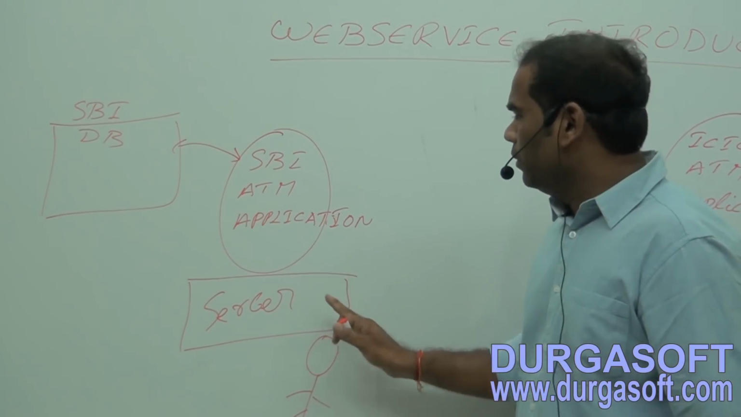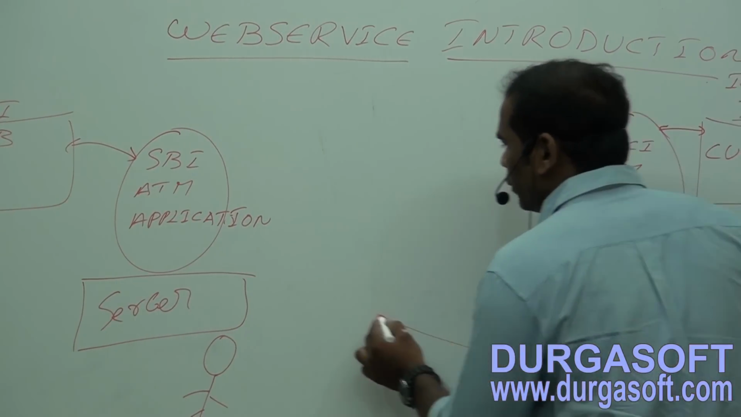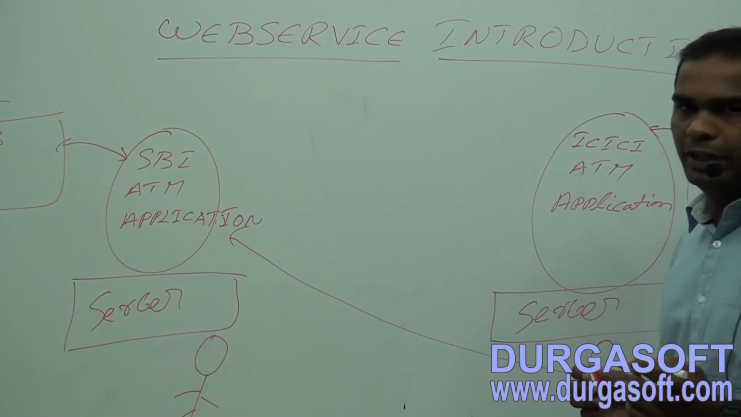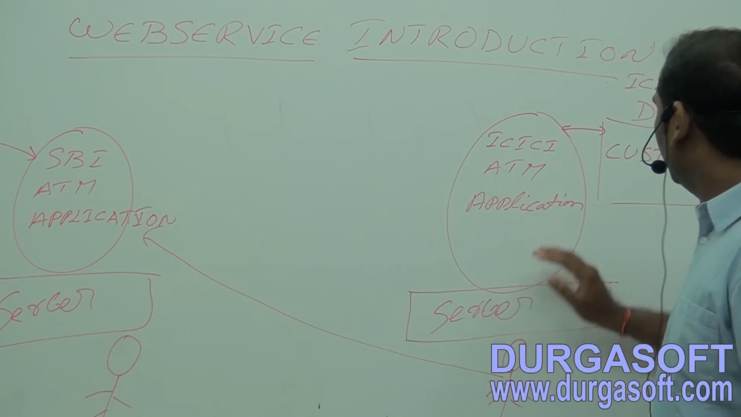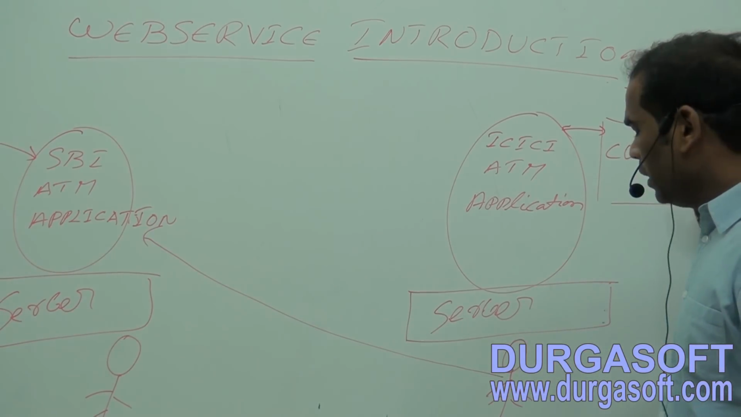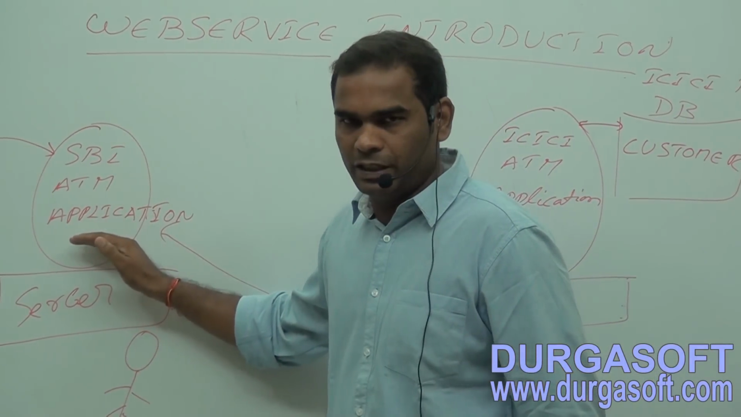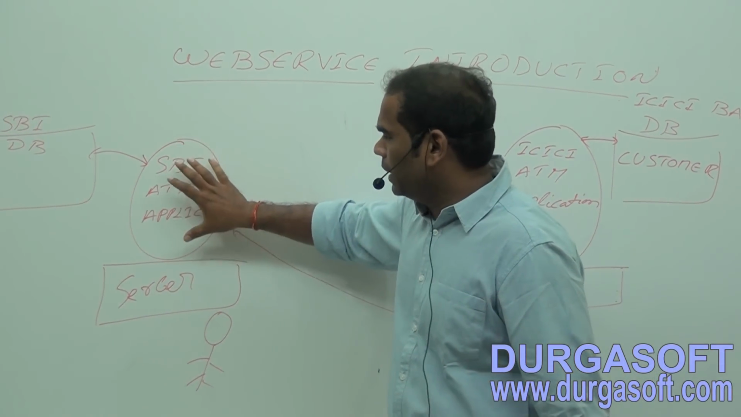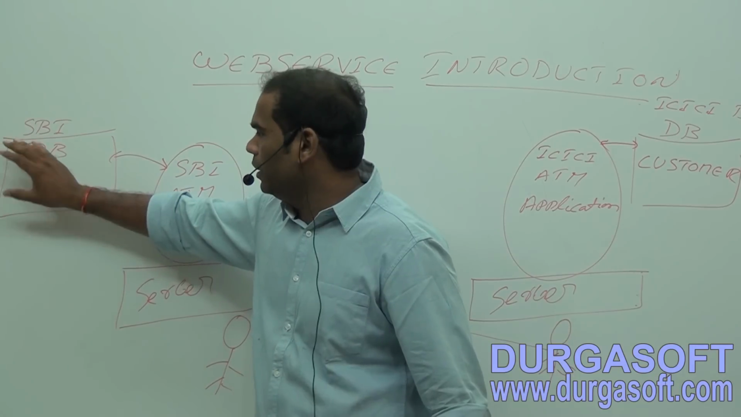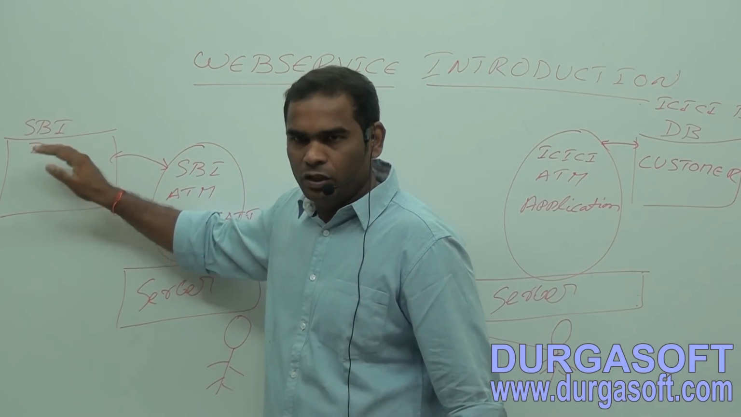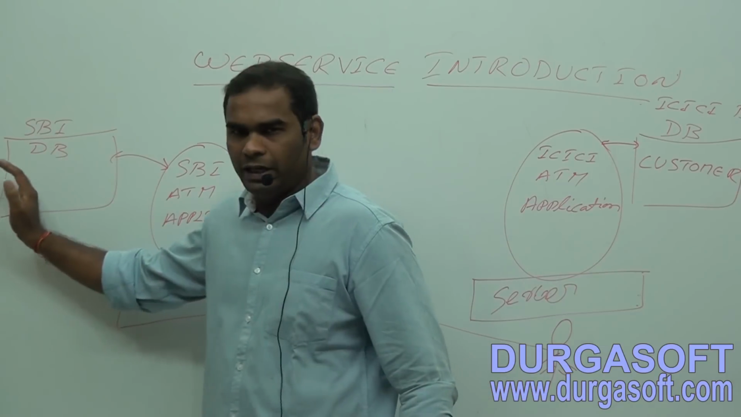Now the requirement is that an ICICI Bank customer wants to withdraw money from this SBI ATM. But the ICICI Bank customer details are available in the ICICI Bank database, and still he wants to withdraw money from this SBI ATM application. The SBI ATM application interacts with only the SBI database, which contains SBI customer details. So definitely the ICICI Bank customer details will not be available in this database.